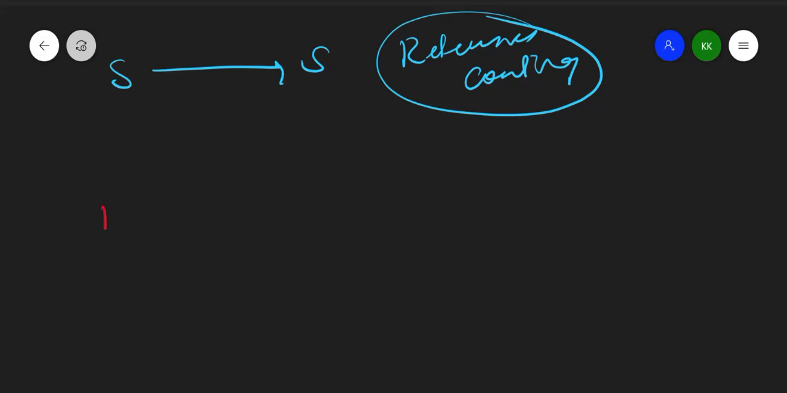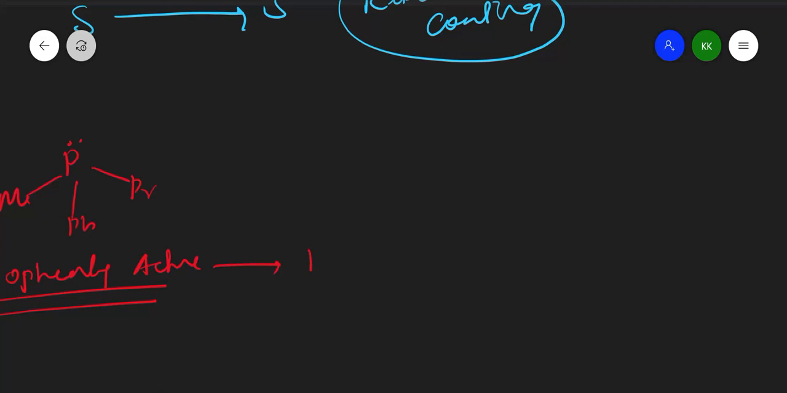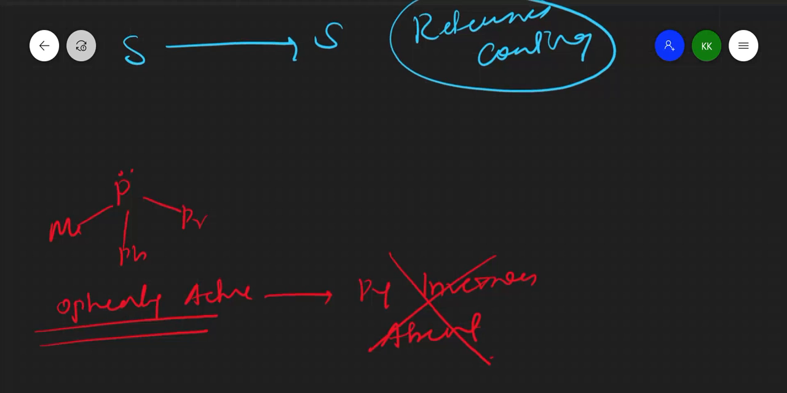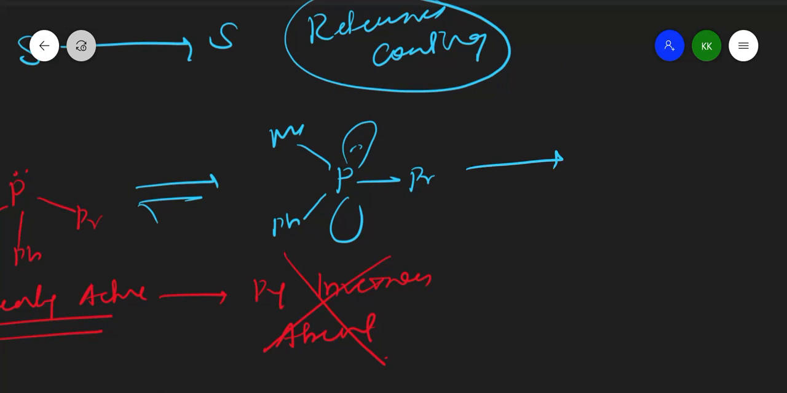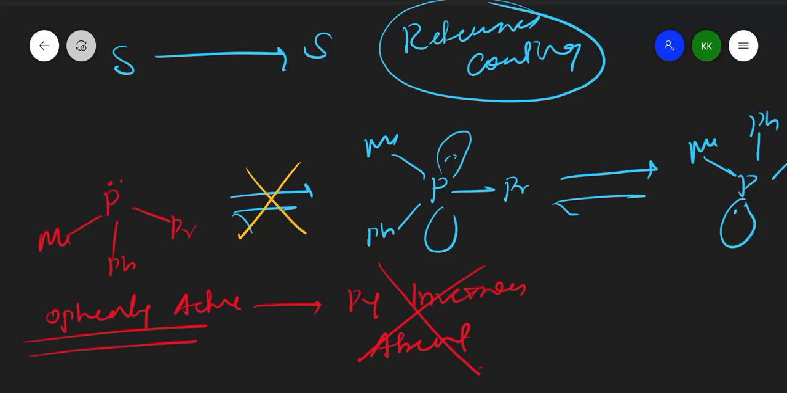And I told this compound, this methyl phenyl propyl, is optically active. What does it mean? Optically active means it is not showing any pyramidal inversion. Pyramidal inversion is absent. Why is it not having pyramidal inversion? Because it is not converting into a planar structure. Methyl, phenyl and propyl, like this planar structure it is not going to convert to, and inversion is not happening.